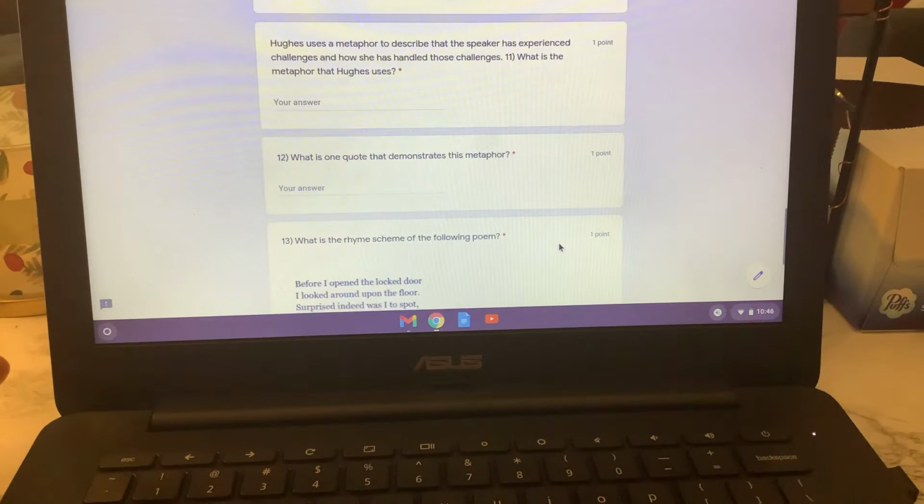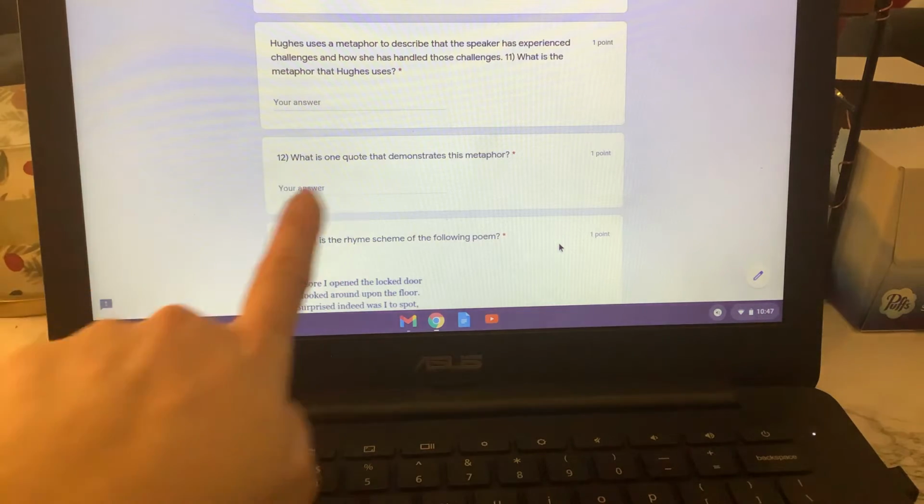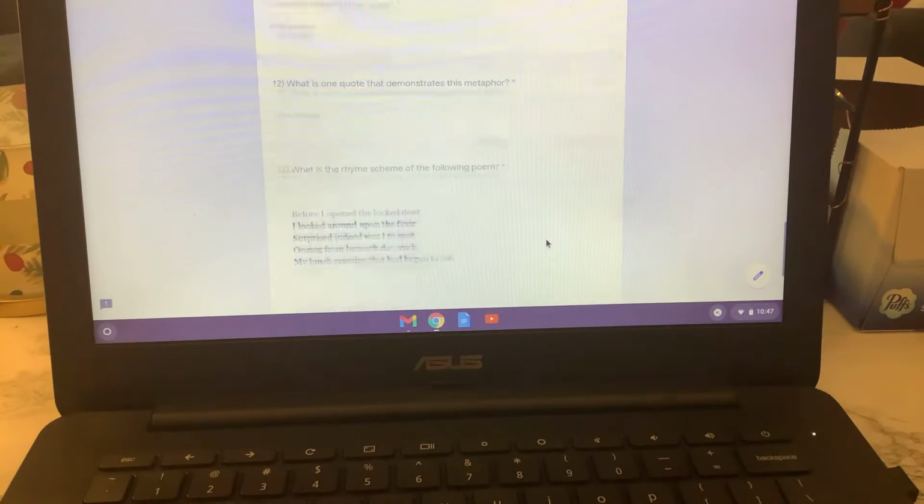All right. Here's the big question about metaphor. Hughes, who is our author, uses a metaphor to describe that the speaker has experienced challenges and how she has handled those challenges. So what is the metaphor that Hughes uses? The metaphor that Hughes uses is blank. He's comparing something to something else, or he's describing throughout this poem something using this metaphor. We'll talk a little more as we go back through. And then 12, what is one quote that demonstrates this metaphor?